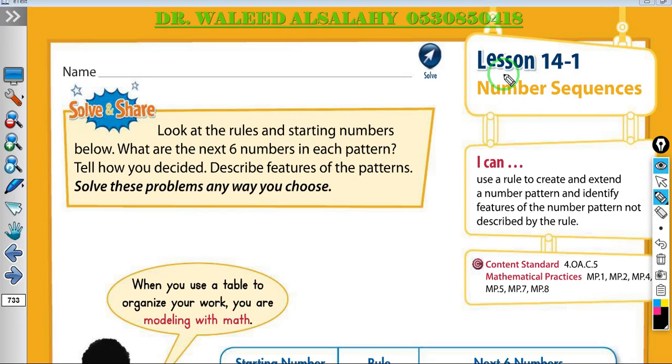Inshallah, today we will take lesson 14.1, number sequence. This is the easiest lesson in the book. Inshallah, we will learn the meaning of sequence.